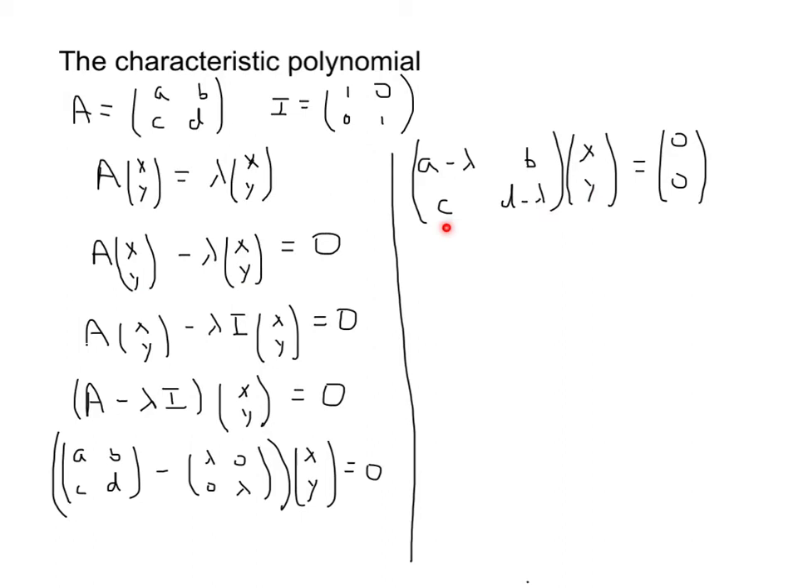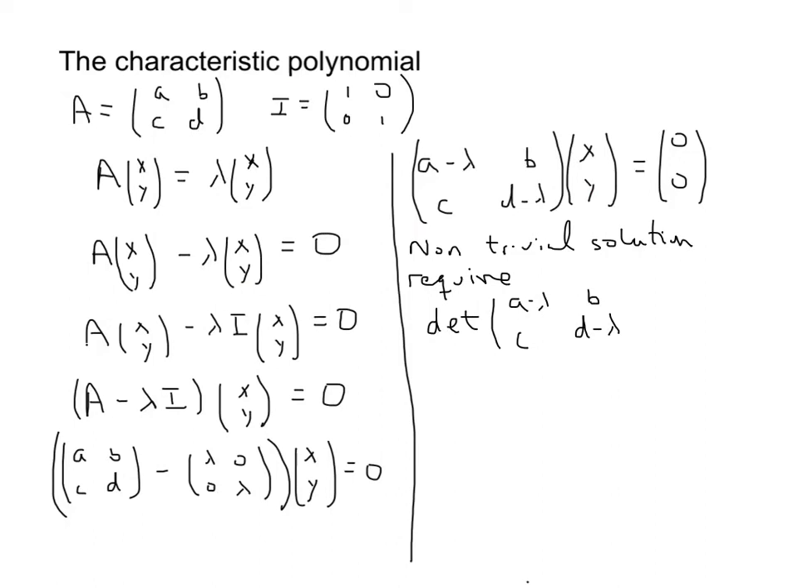So I'm just going to write that non-trivial solutions require that the determinant, which would be called, in this case, the determinant of the coefficients, A minus lambda, B, C, and D minus lambda, that the determinant of this matrix be 0, and when we compute this determinant, I get A minus lambda, D minus lambda, minus BC, and that has to be 0.